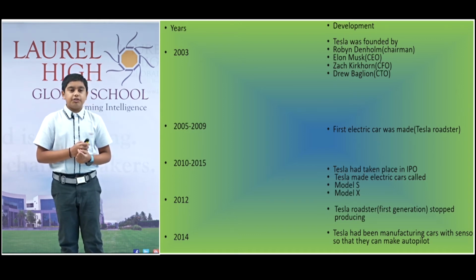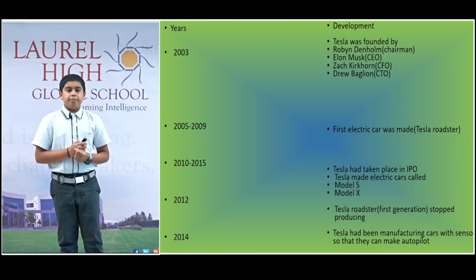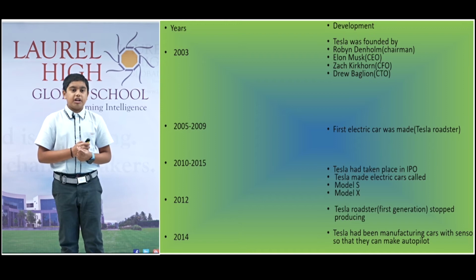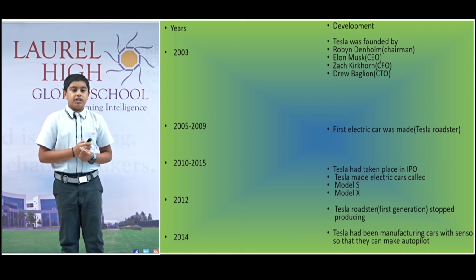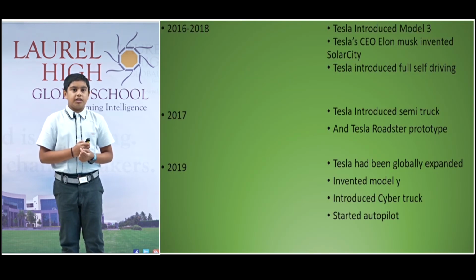2010 to 2015, Tesla took part in an IPO. Tesla made electric cars called Model S and Model X. 2012, Tesla Roadster first generation stopped being produced, which made it a limited car. 2014, Tesla had been manufacturing cars with sensors so that they can make autopilot.